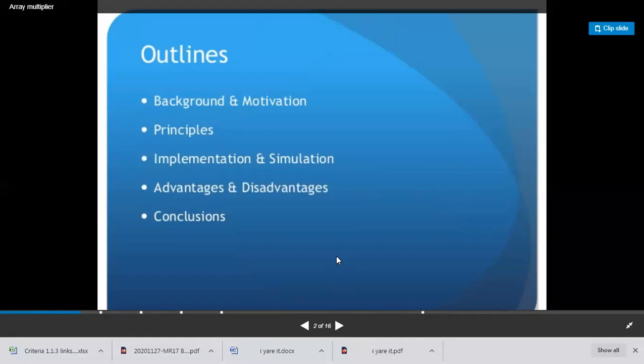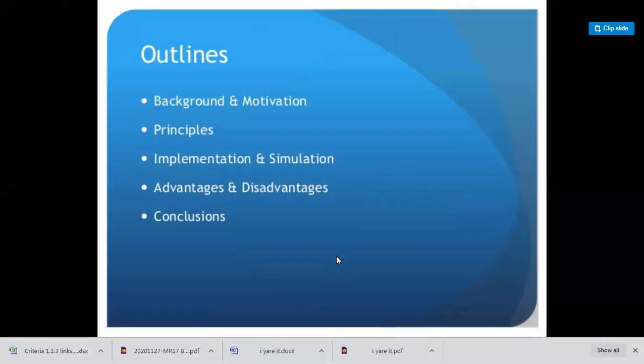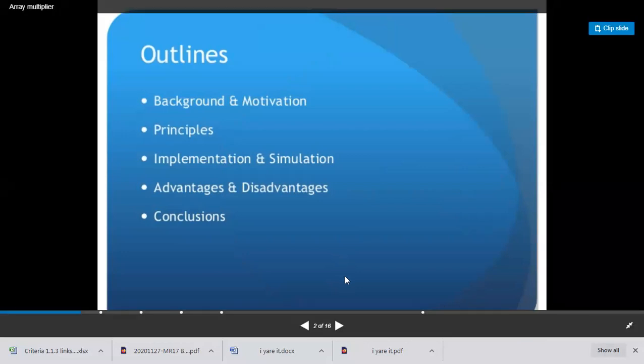Today we'll go through the multiplier: background and motivation, implementation, and advantages and disadvantages of the multiplier.